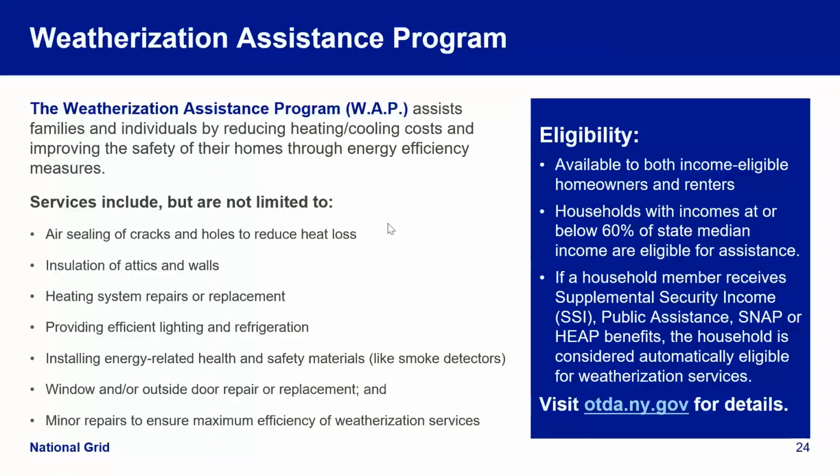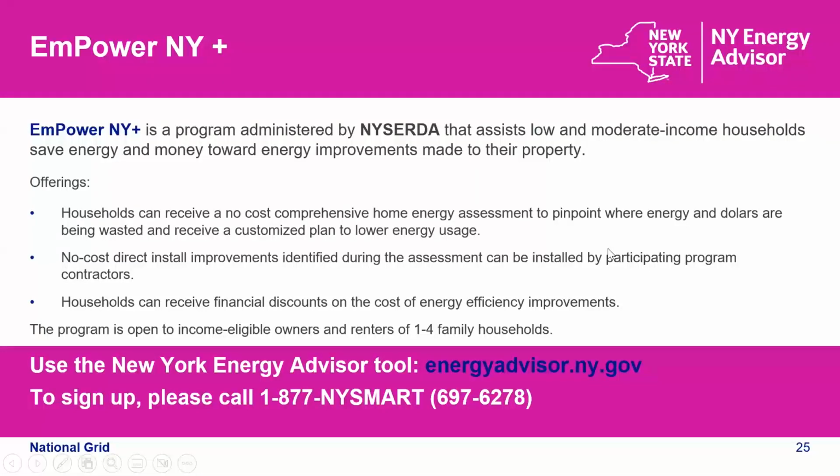So for this one, you could go to OTTA for more details. They have to receive SSI, SNAP, HEAP, that sort of thing to get assistance through the weatherization program. But these are all the things that they can replace in their home. And then we also work with Empower. That's through NYSERDA. This program's been around for a long time.